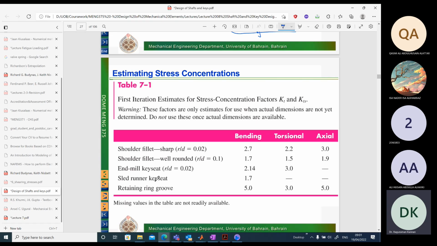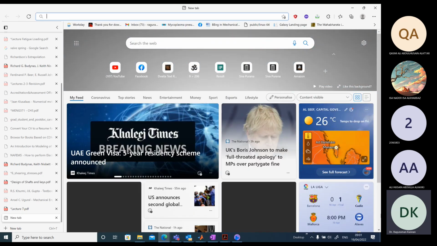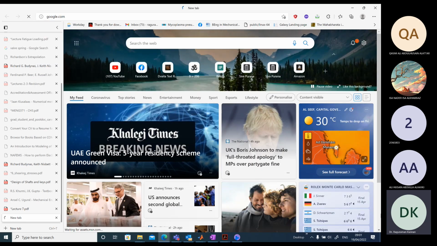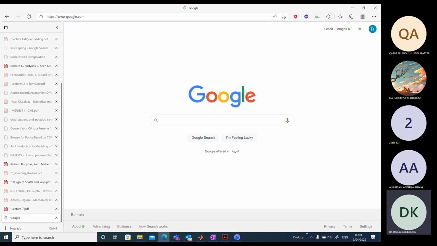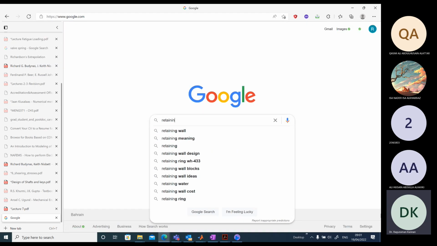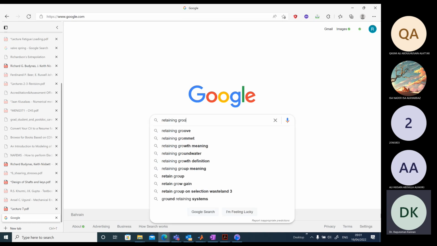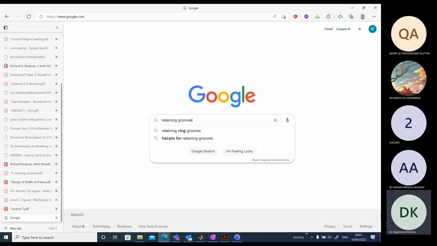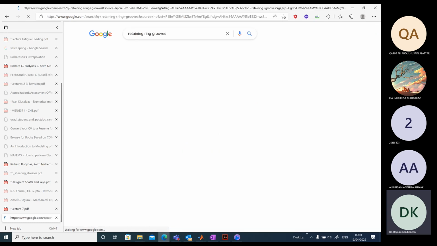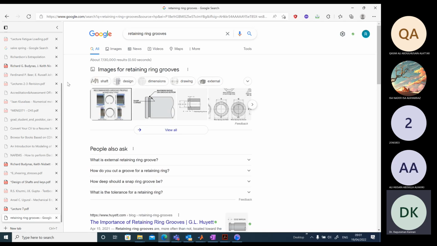Again, a different kind of key seat, and then you also have a retaining groove. What is a retaining groove? In a shaft, in order to locate and retain the bearings, you will have retaining grooves. A retainer is installed inside the retaining grooves. So let's see retaining ring grooves.